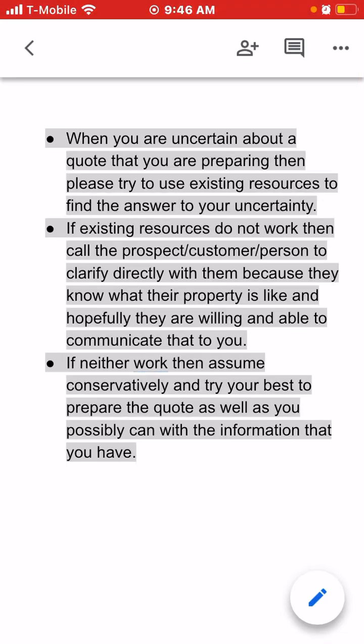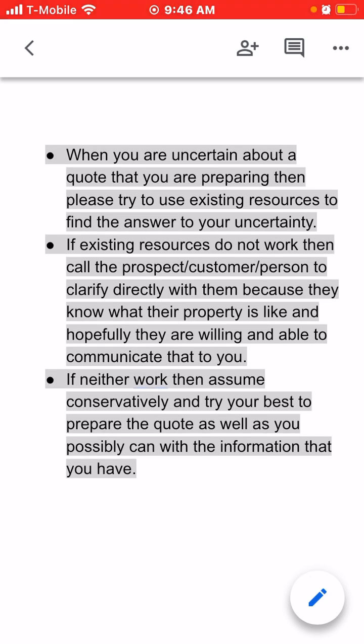In this video, we're going to go over a tip in regards to office managers or anyone that's really in charge of or adjusting the schedule. One important rule of thumb to use is there are going to be jobs that we have to prepare a quote for that there are going to be some uncertainties.